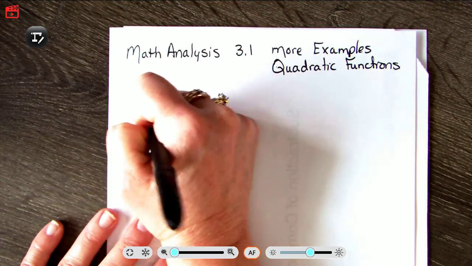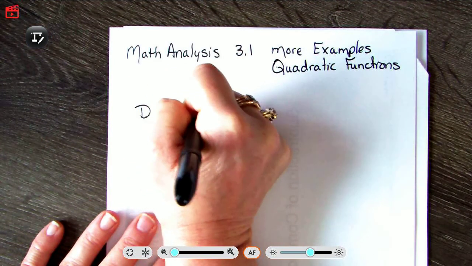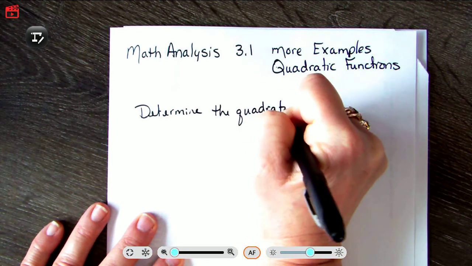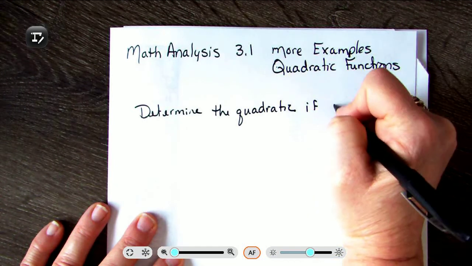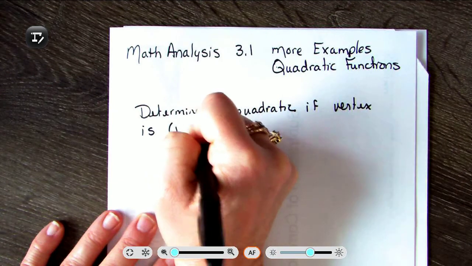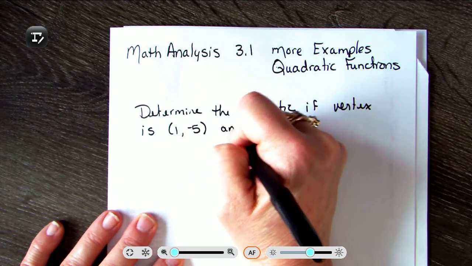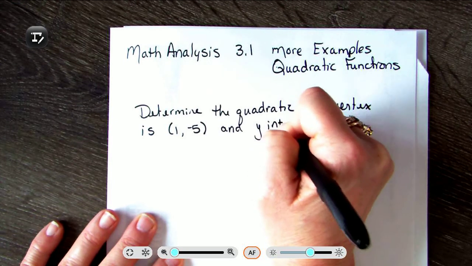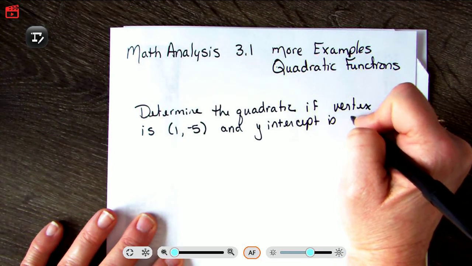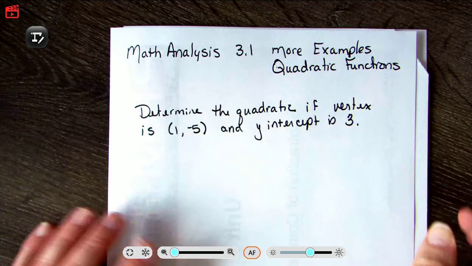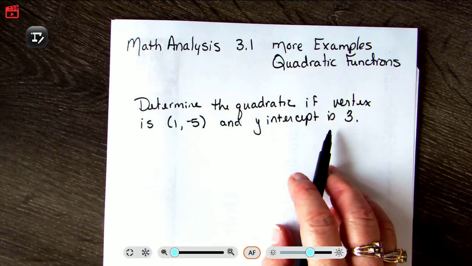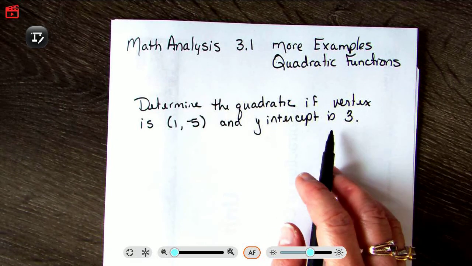So we are going to determine the quadratic if the vertex is (1, -5), and the y-intercept is 3. Or what we could have done is we could have been given a point that it goes through, depending on what information you have.